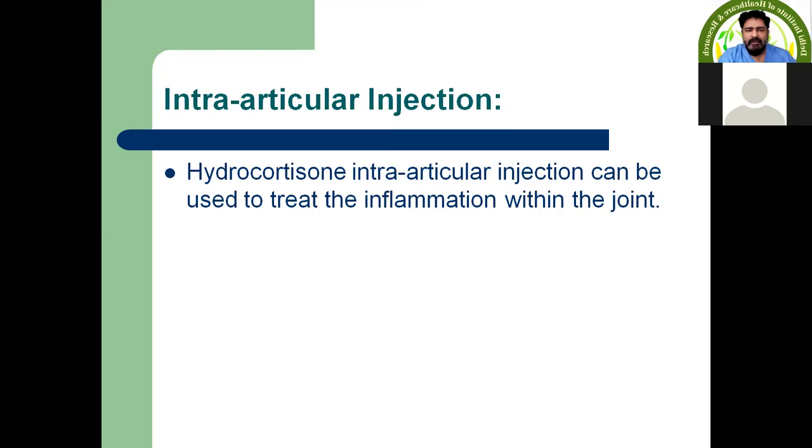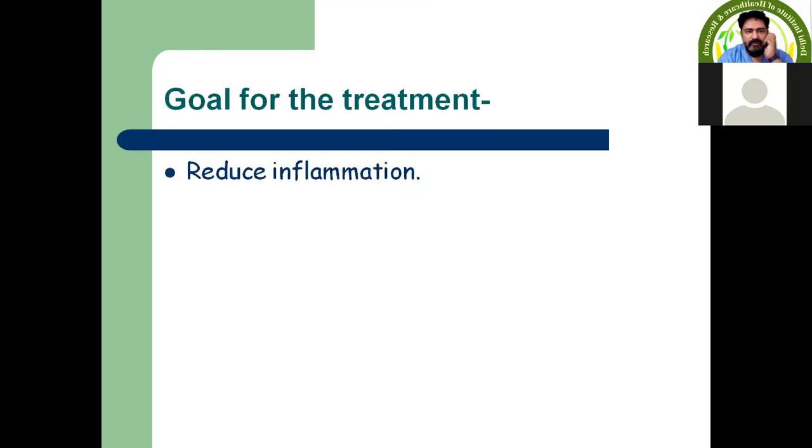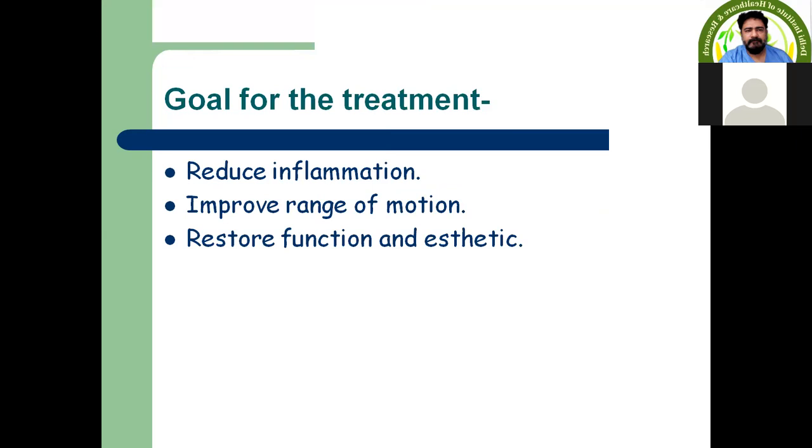Intra-articular injections of hydrocortisone can be given to treat inflammation within the joint. For this, 0.5 cc of 2% lignocaine can be mixed with hydrocortisone for relief. The goal of treatment is to reduce inflammation, improve range of motion, and restore function and aesthetics.